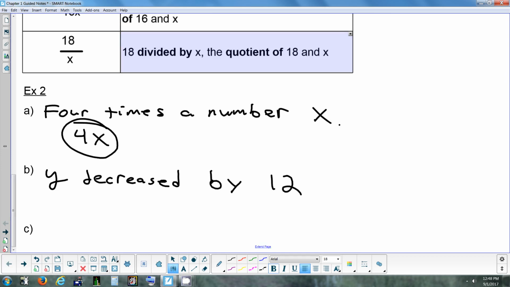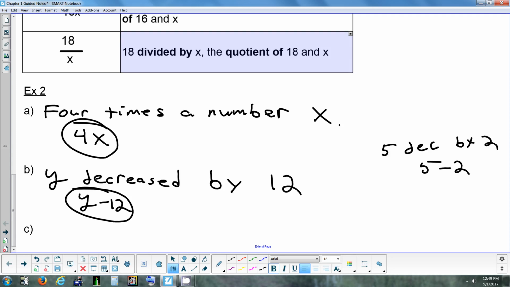Okay, how about this one? Y decreased by 12. And if it gets confusing, the way I think of it in my head is think of it with numbers. Think of if I wrote like 5 decreased by 2. I would say, all right, that means to take 5 and make it 2 smaller. So that one, you pretty much write it in the order you read it. Yep, Sophia? I'm sorry. You're right. Y minus 12. Y minus 12. Yep.